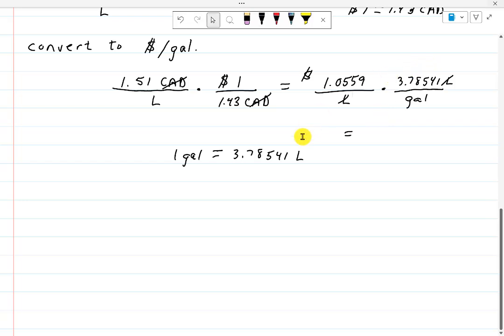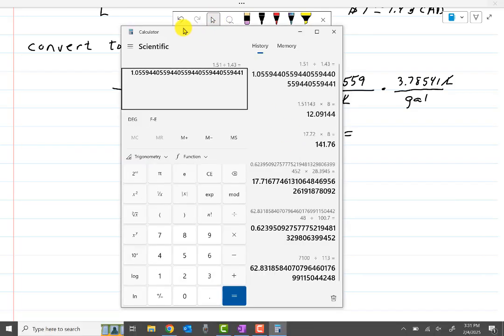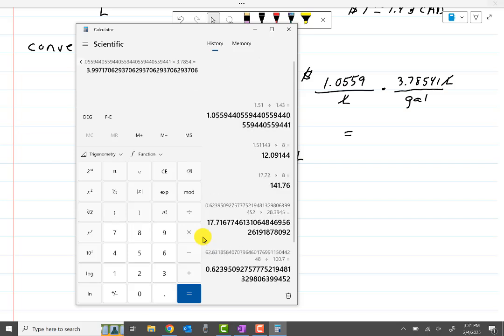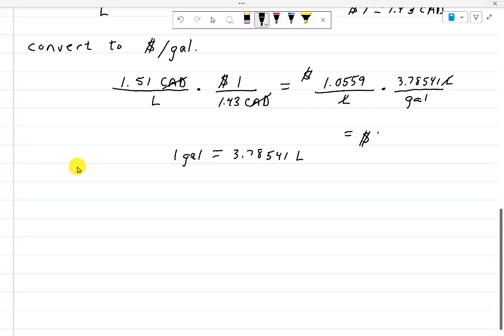And now let's go ahead and do the multiplication and find out what the American version of this is. Oh, I already got it there. So then I'll go times 3.785. And since we're talking about dollars and cents, this is $3.99. Really, if you round, this is $4 per gallon.